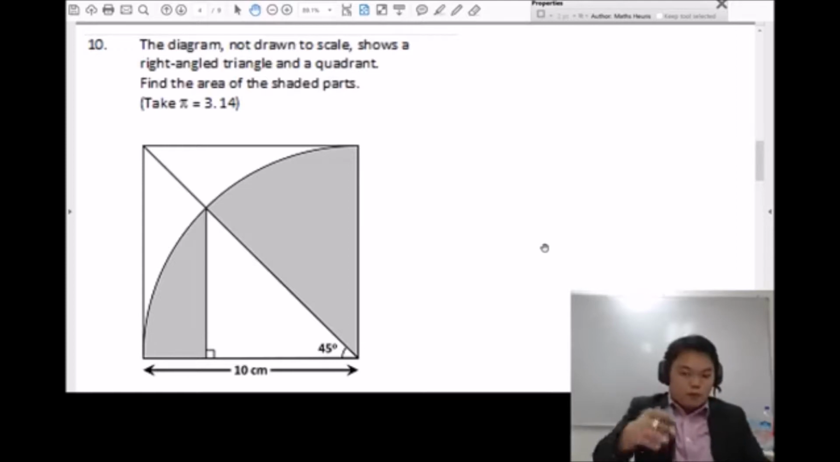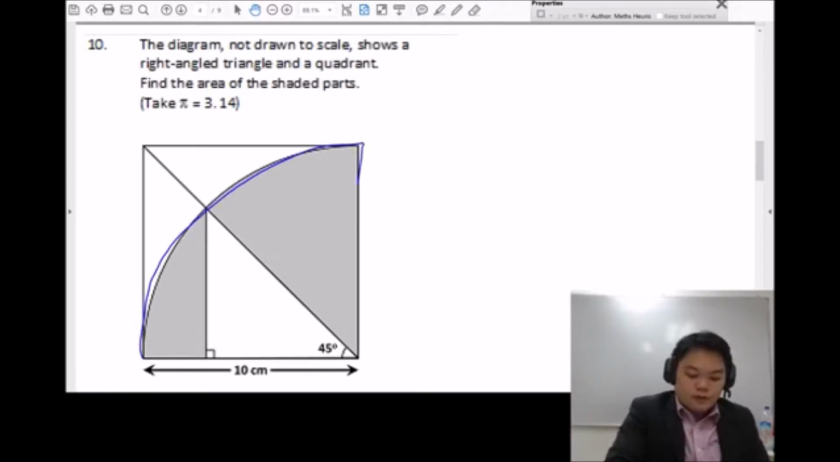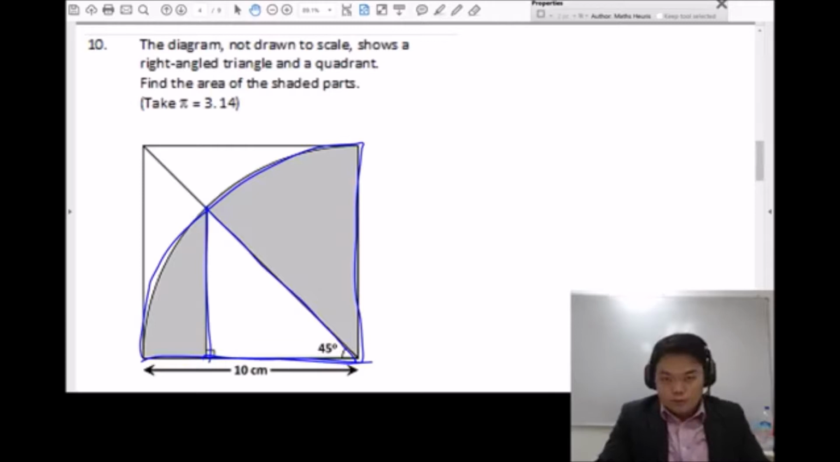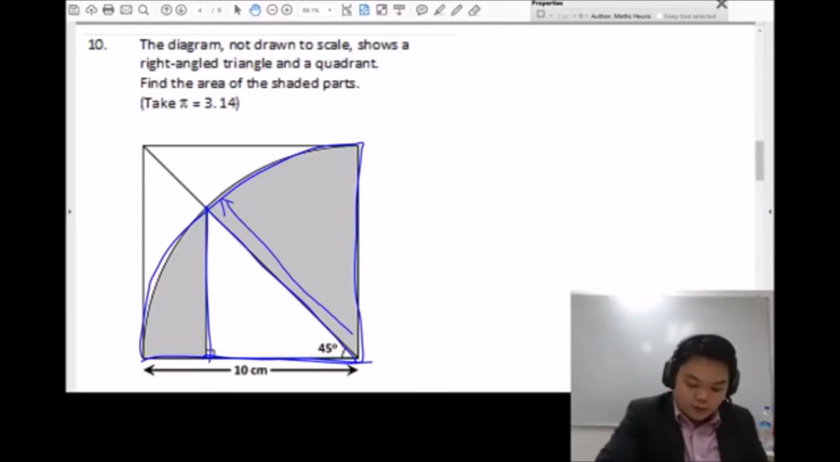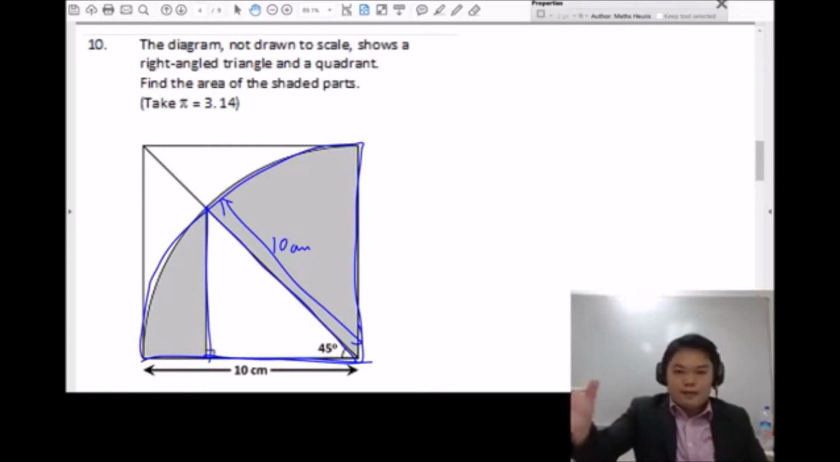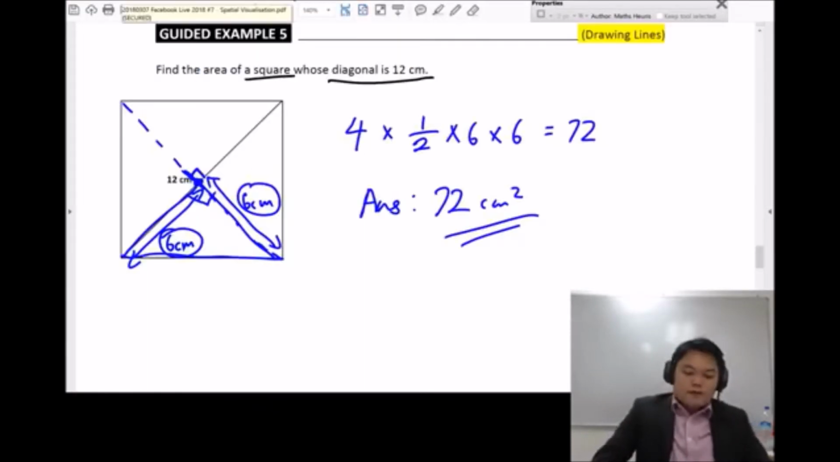So in this problem, as you can see, first you have a square. Second, you have this quadrant here. And then you have this triangle whose length is unknown, but you can infer that its diagonal is 10 cm, and then from there you find the area of the quadrant and you get rid of this triangle. So that's how you get the answer. I won't go into detail for this, because I need to move on.